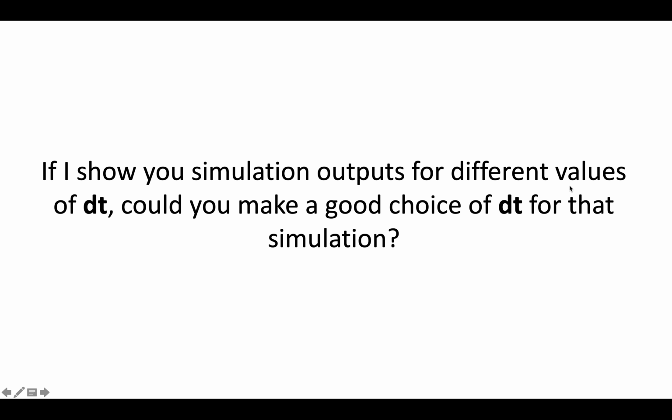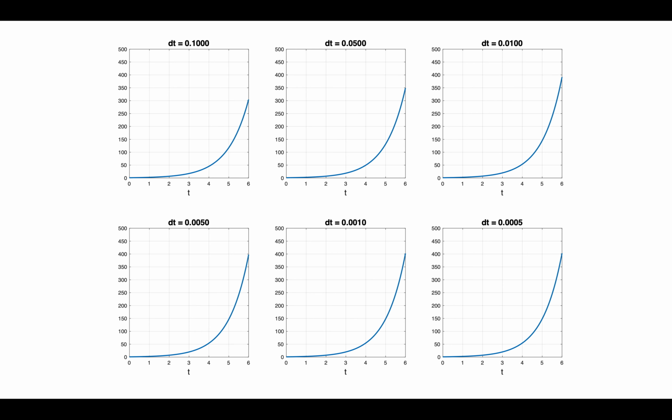All right. Another thing that I could ask you is I might show you different simulation outputs for different values of dt, and then you'll have to choose a good value for dt, or the time step for that simulation. So I might show you, for example, these 6 plots. These all are the same simulation of, let's just say, bacterial growth. But this top plot in the top left, this one is for dt of 0.1.